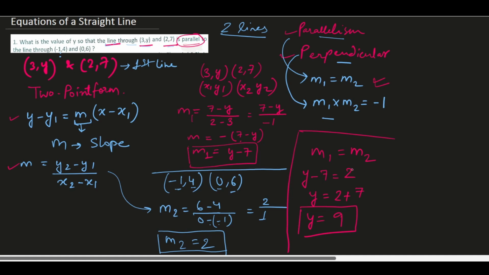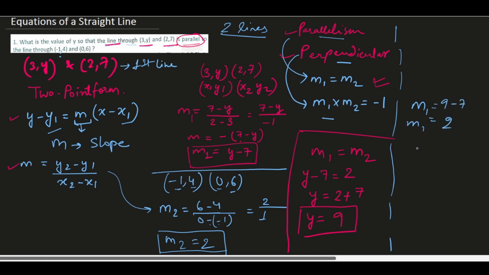Now, in this question, since they have not asked us to find it, I am adding an additional part here. If they would have asked us to find the equation of the first line, then I would have just replaced the value of y1 and x1 and the slope m of the first one. The value of y is 9, so m1 is 9 minus 7, which is equal to 2.